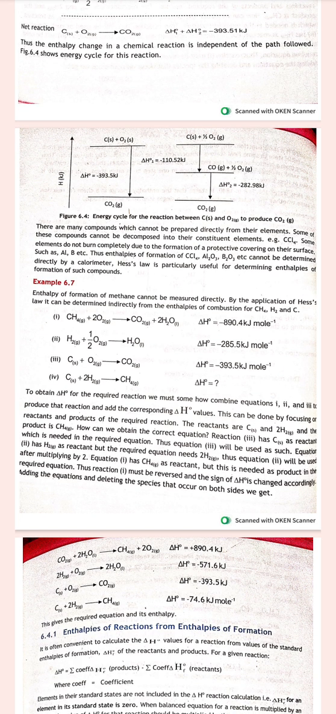There are many compounds which cannot be prepared directly from the elements, such as CCl4. Some elements do not burn completely due to the formation of a protective covering on the surface, such as aluminium and boron. Thus the enthalpies of formation of CCl4, Al2O3 and B2O3 cannot be determined directly by the calorimeter. Hess's law is particularly useful for determining these enthalpies.